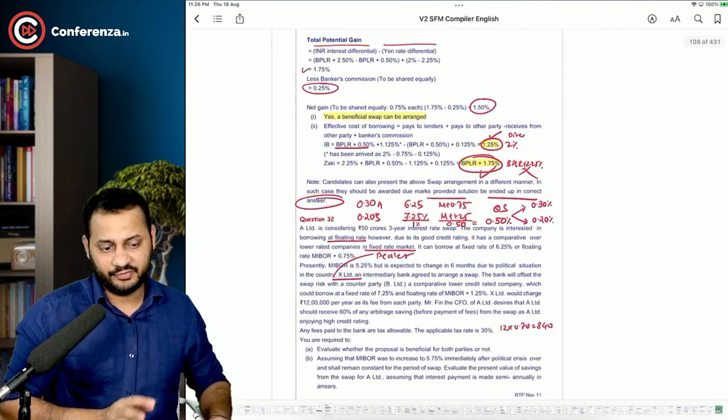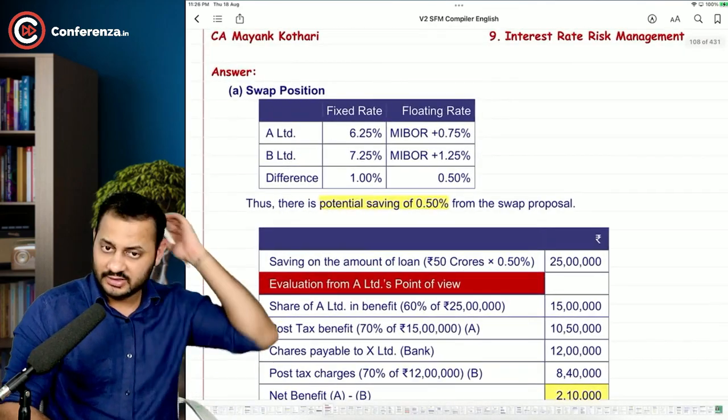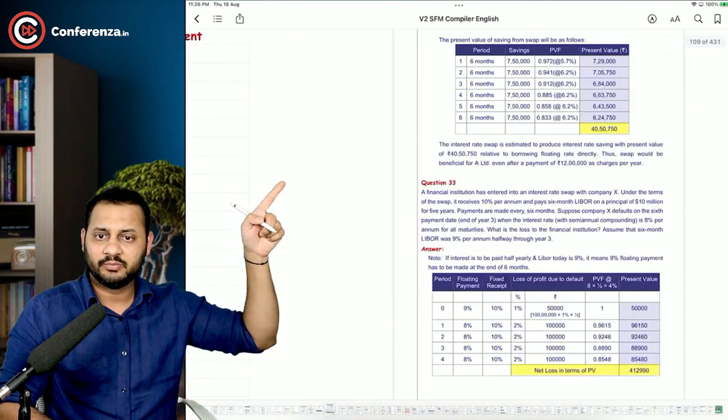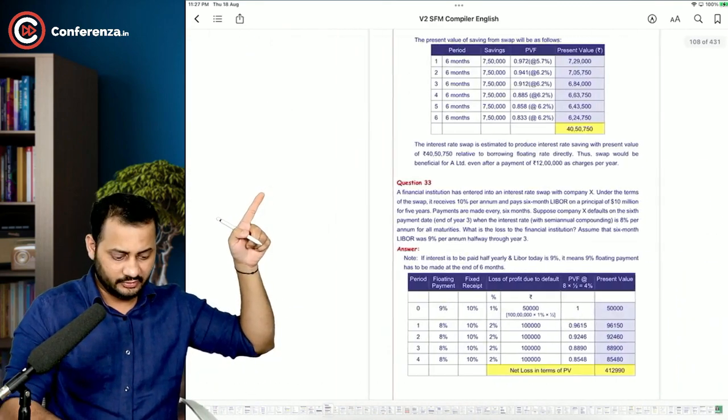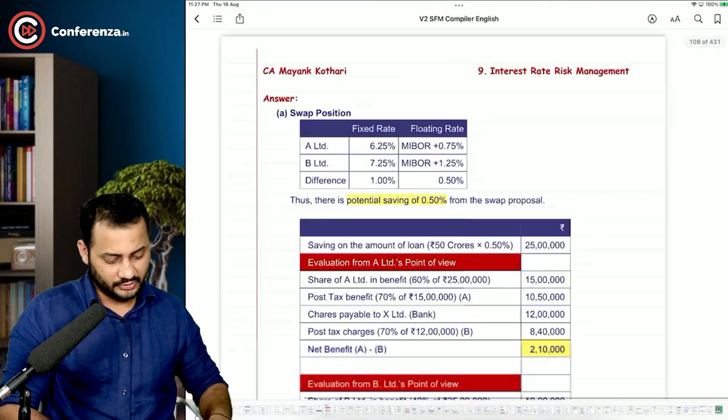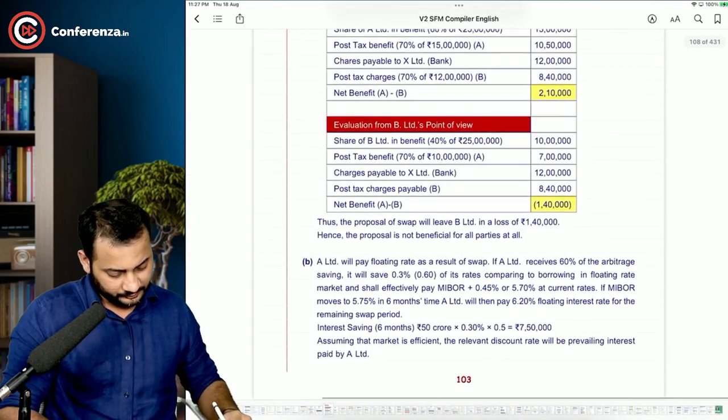Evaluate whether the proposal is beneficial for both the parties or not. Yes, sir, it is beneficial for both the parties. The first answer is very easy. A Limited, B Limited, the difference between fixed rate is 1%, the difference in the floating rate is 0.5%, and the possible gain is 0.50% from the swap proposal. Okay, so that's the first part of the question.